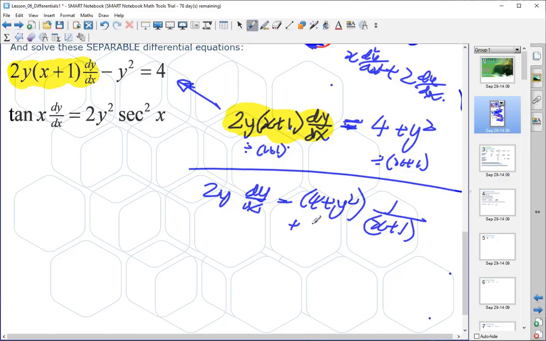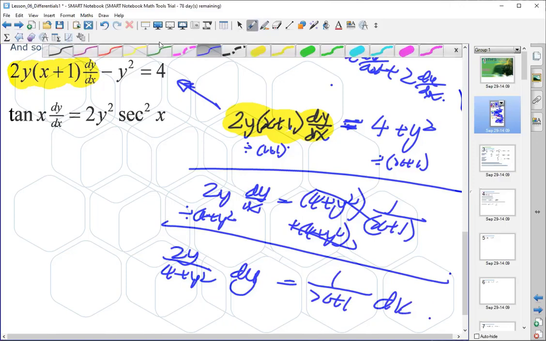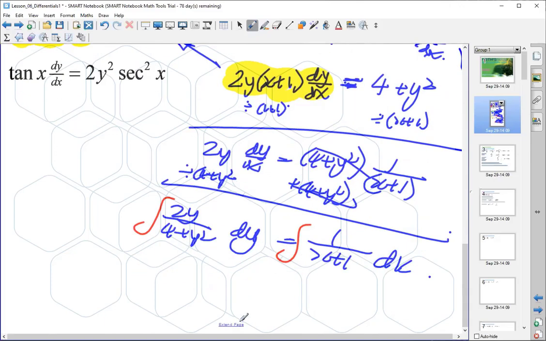Divide by 4 plus y squared and then multiply by dx. So that's going to give me 2y over 4 plus y squared dy equals 1 over x plus 1 dx. Have you successfully got all the y's on the left-hand side and all the x's on the opposite side using only multiplication and division? Yes. Then you've separated the variables, so it's a first order separable differential equation, which means we can solve it. We just put an integral in front of both sides, and we just need to integrate this.